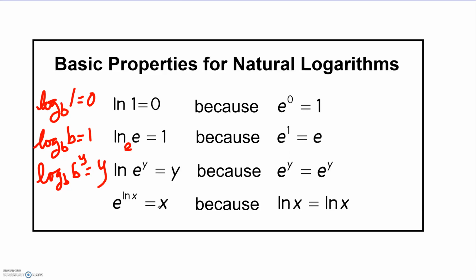So those properties apply for natural logs. They would also apply for common logs. So if you changed every single one of these to common log, this one you would have to change it to common log of 10, that would equal 1. Here if you change this to common log of 10 to the y, you'd get y. And here if you did 10 to the common log of x, you would get x. So these properties transcend whatever base you are talking about.